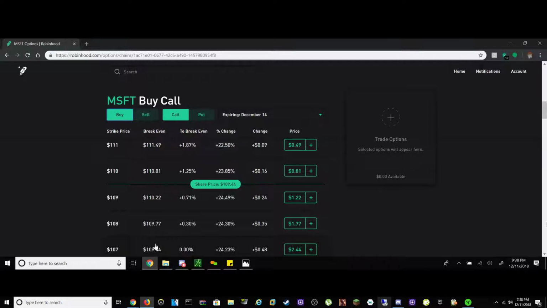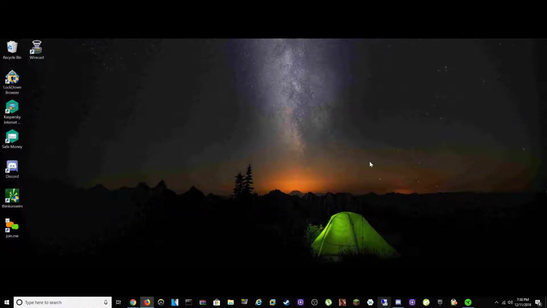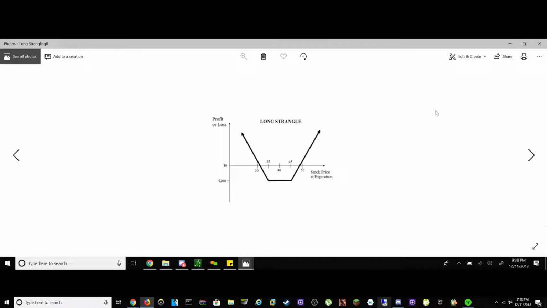So you buy one call and you buy one put at different strike prices. So let me go ahead and pull up this graph right here. So this is a long strangle. This is your stock price at expiration, right? You have your profit and your loss. Now your max loss in this example is going to be $200. You can't lose any more money than that.